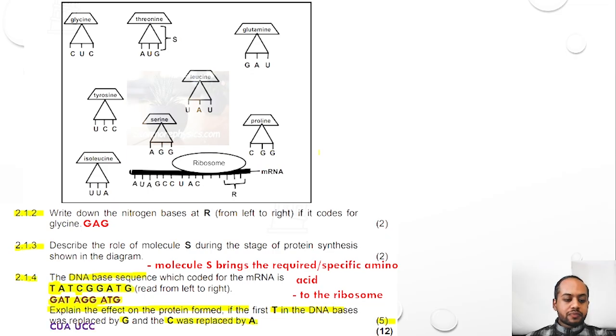Therefore, for the answer to 2.1.4, we first need to take these DNA base triplets and change them to the mRNA codons. So GAT will become CUA on the mRNA strand. AGG will become UCC. ATG remains the same because that was not changed. So the focus is basically only on the first 2 DNA base triplets because that was where the change occurred. The first mRNA codon changes to CUA, and the second mRNA codon changes to UCC. But remember, the initial mRNA codon would have been different, so you're going to state what the initial codon was as well.